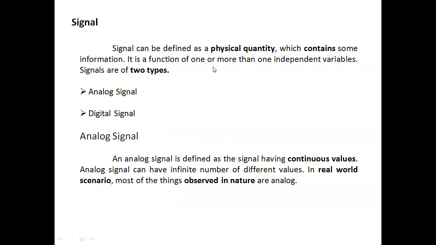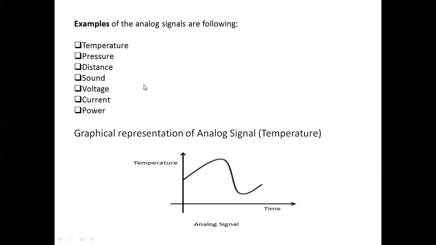A signal is nothing but a physical quantity which contains some information. That is called a signal. There are two types of signal: analog signal and digital signal. An analog signal has continuous values and represents the real-valued scenario observed in nature. Examples of analog signals are temperature, pressure, distance, sound, voltage, current, power.